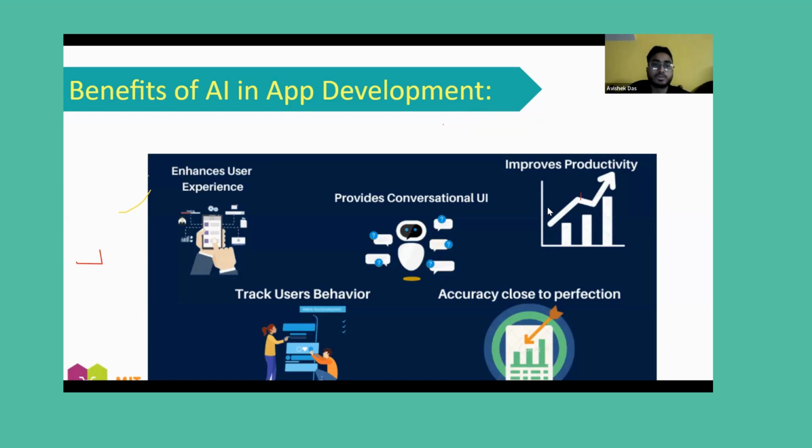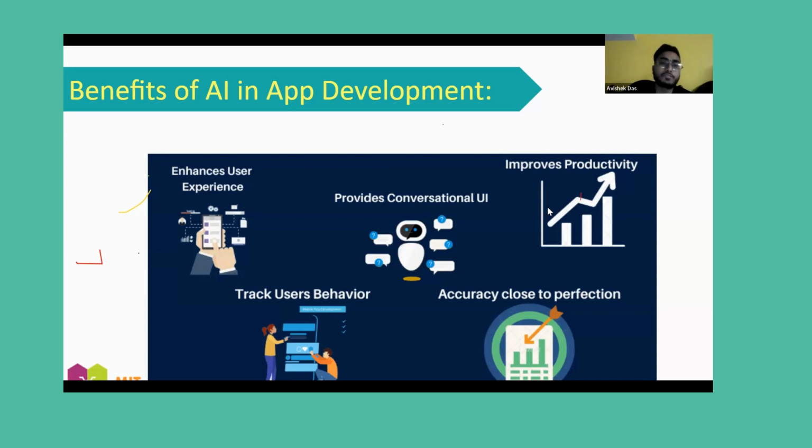After that, we have tracking users' behavior. Here we can track users' behavior as well, with accuracy close to perfection. Now it improves productivity. When our app is implemented with artificial intelligence, it helps the credibility of the app, and whatever the app can do increases to a greater amount.